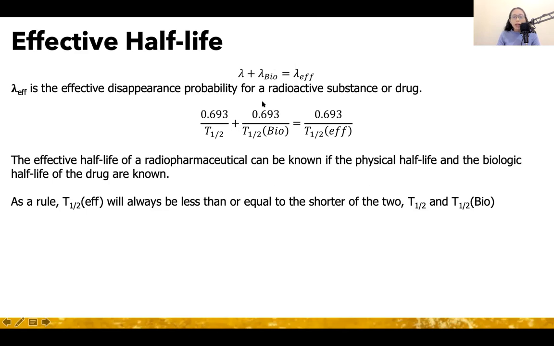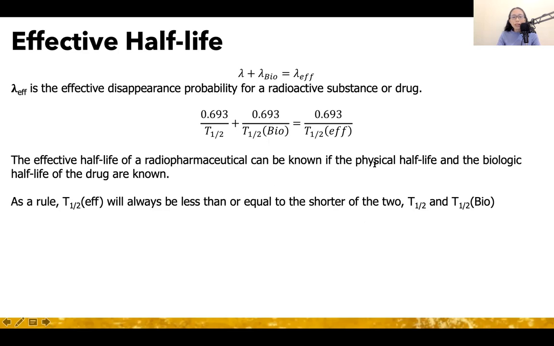And if we substitute each of these lambda terms by their expressions containing the half-lives, we have 0.693 over the physical half-life plus 0.693 over the biological half-life equals 0.693 over the effective half-life. So if you know the physical half-life and the biological half-life of a radioactive substance or drug, then you can compute the effective half-life of that radiopharmaceutical.